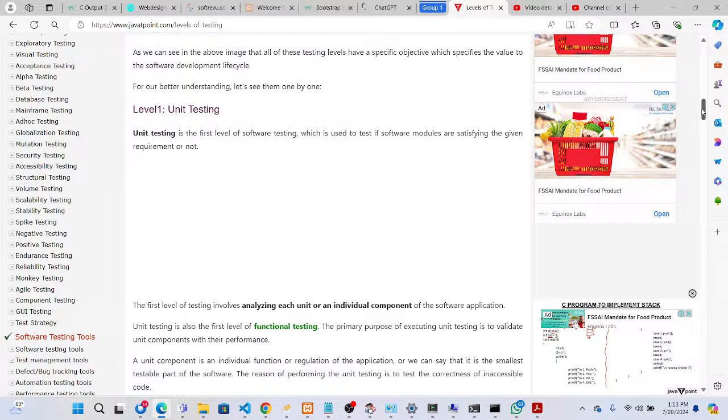Level 1, unit testing, is the level of software testing which is used to test if the software modules are satisfying the given requirements or not.